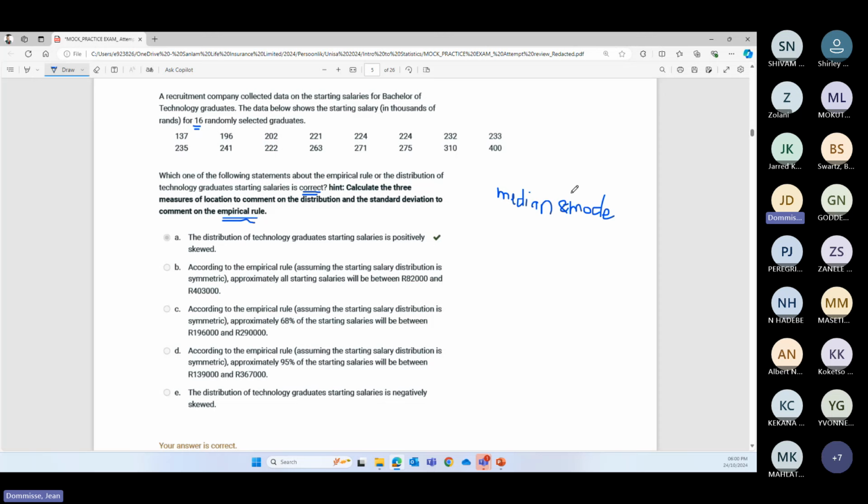So let's see, the median is the one in the middle. There's 1, 2, 3, 4, 5, 6, 7, 8, and then there's 8 on the other side. So it's the one lying between 233 and 235. That's 233 plus 235 divided by 2, which gives us 234, and that is in thousands.